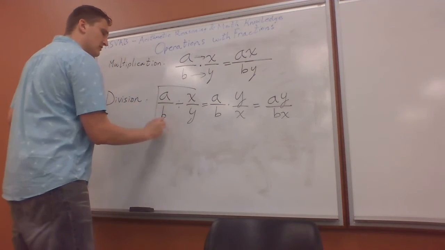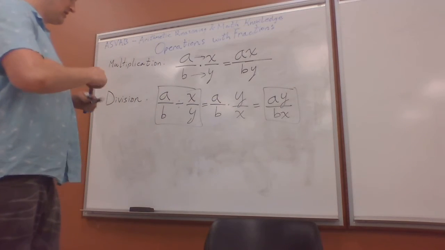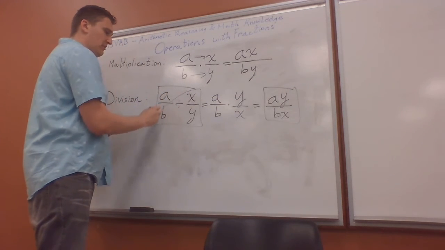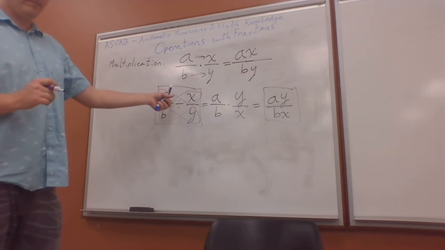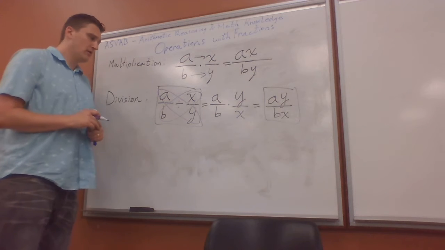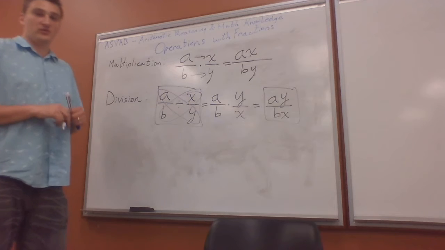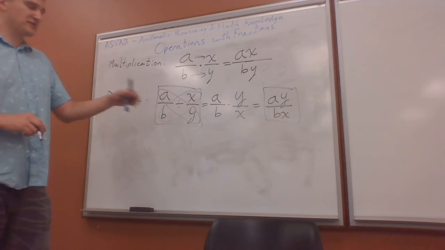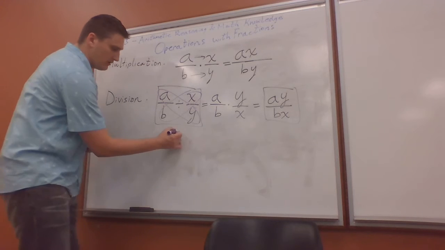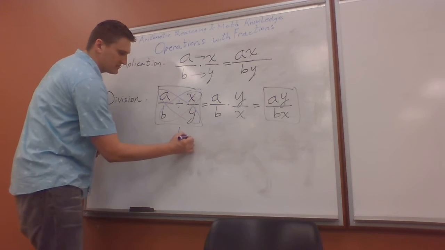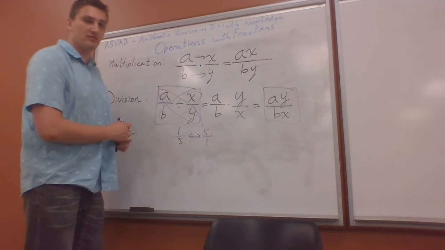So this becomes this. We switch the top and bottom, and then multiply. We flip it, and then we multiply. So for division, it's the reciprocal. In fact, the reciprocal of a fraction is just that fraction flipped. 1/5 is the reciprocal of 5/1, or just 5.